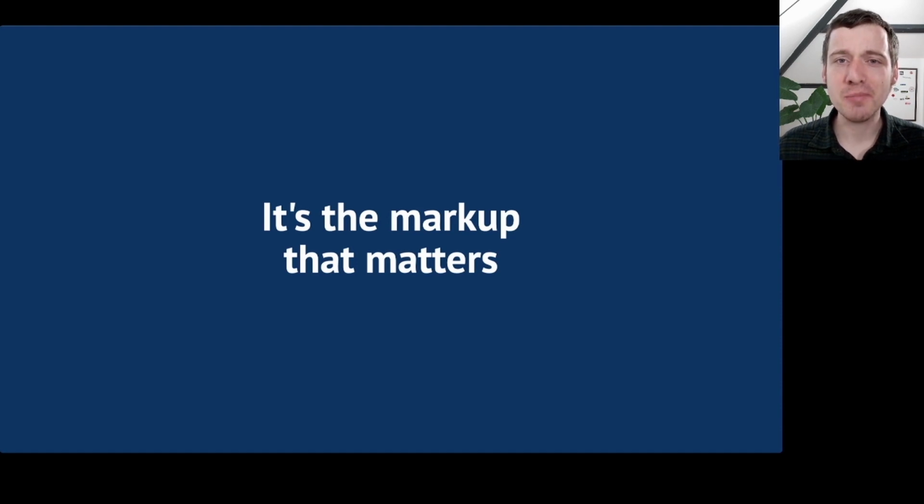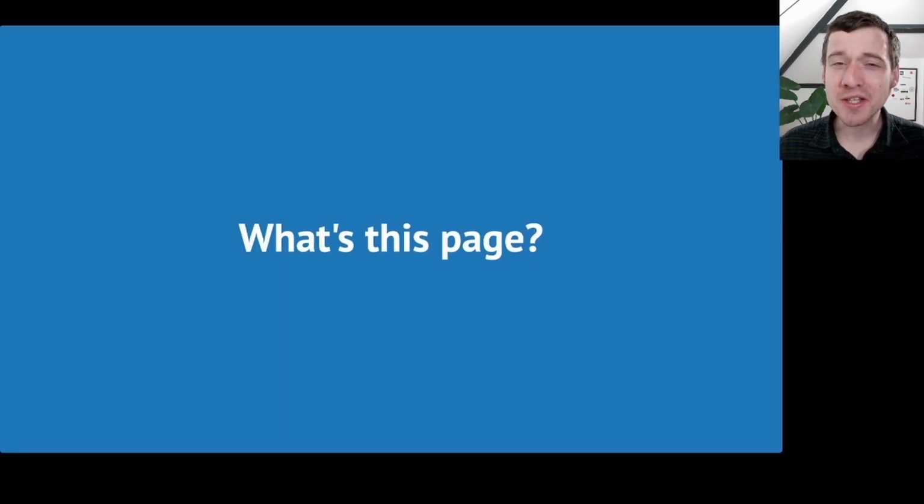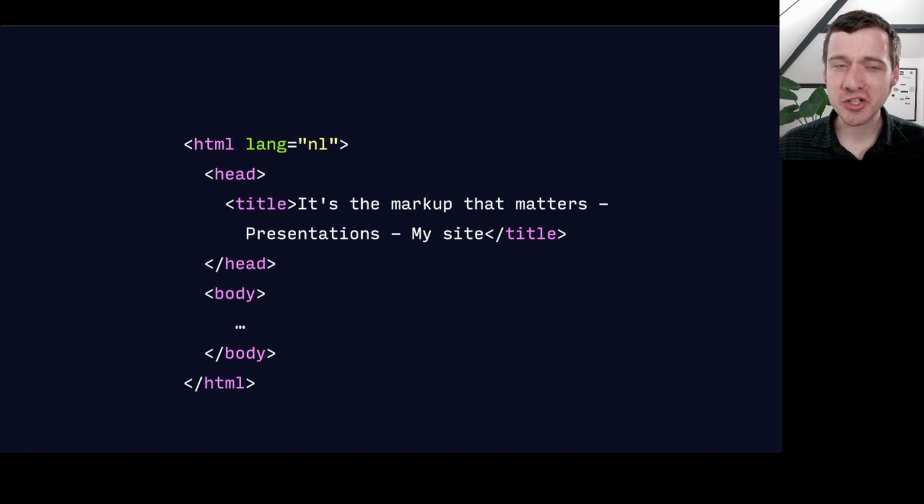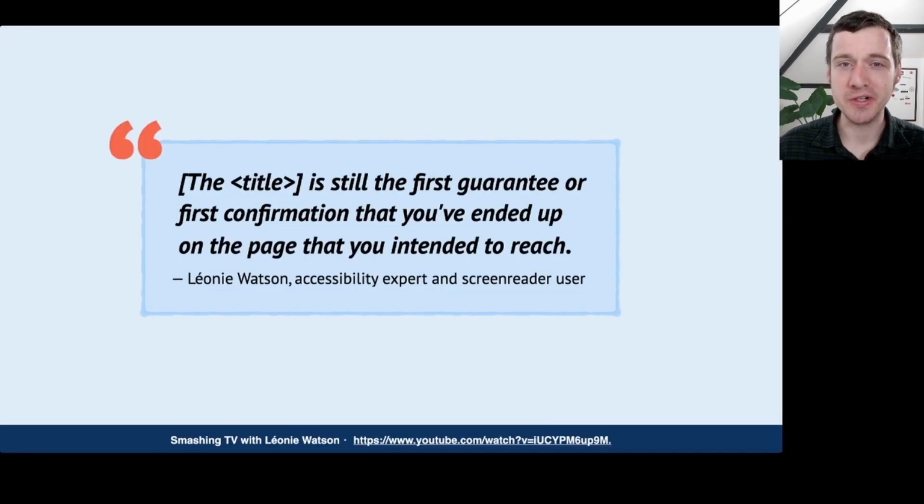So let's look at a couple of different bits of markup that you can use to make your site more useful in assistive technologies. For instance, to answer the question, what is this page? You can make sure that there is a title element at the top of your page and that it always represents what's currently in the page. Even if you've routed somewhere else, you need to make sure that's updated to something relevant. So that someone who uses a screen reader, like Leonie Watson shows in a video of Smashing TV, if you end up on a page in a screen reader, it's going to read out the title element's content.